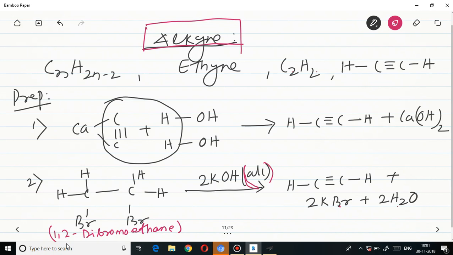In the case of alkene, we took only one KOH and reacted it with bromoethane. But here we have taken two KOH, and we are reacting that in the presence of 1,2-dibromoethane.